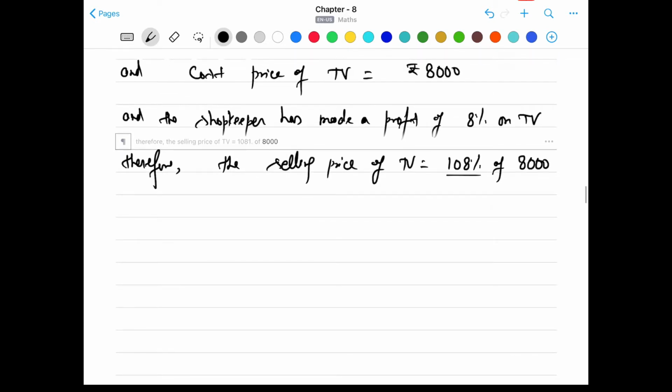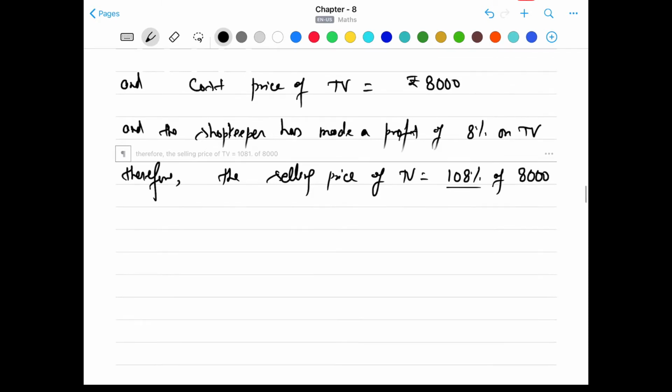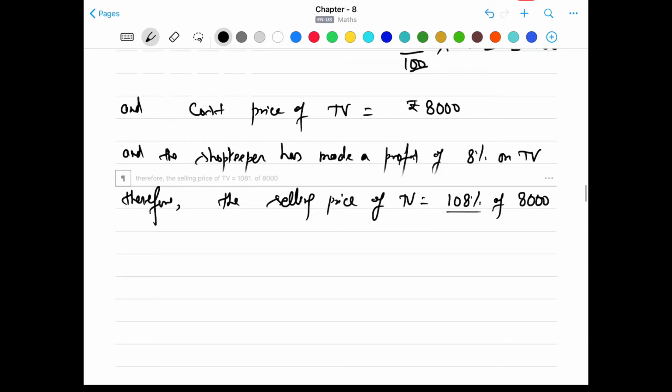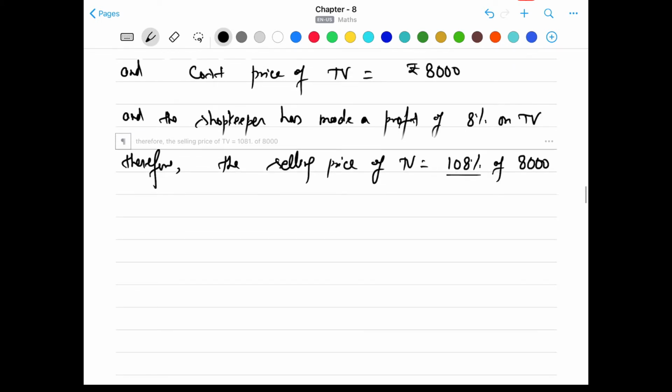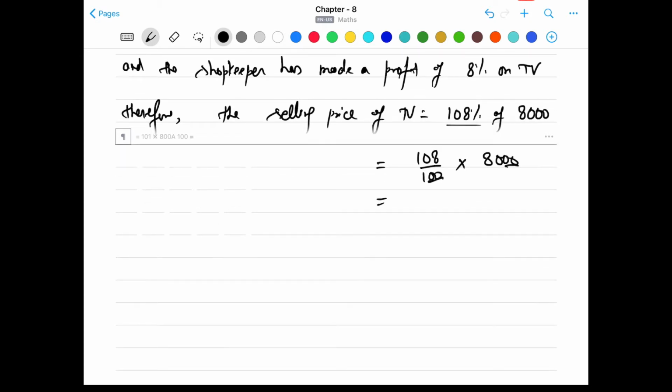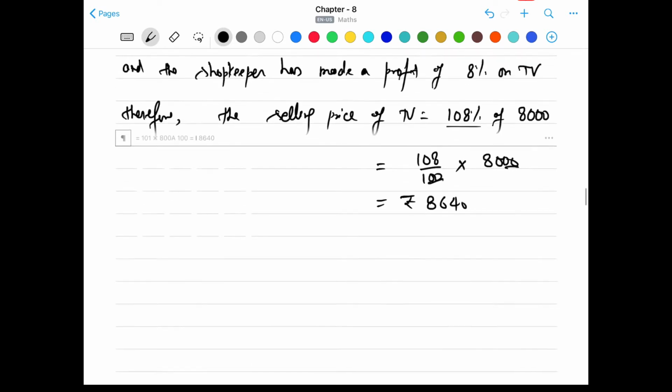Okay, I hope you understand why we are writing 108%, because he is making an 8% profit. Profit is calculated on the cost price, so the selling price will be 108% of the cost price. In order to solve this, first we will remove the percentage sign, so we get 100 in the denominator, "of" means multiplication, multiplied by 8,000. Again, the 20 will be cancelled by the two zeros here. When you multiply the two, you will get the answer as 8,640 rupees. So that is the selling price for the TV.